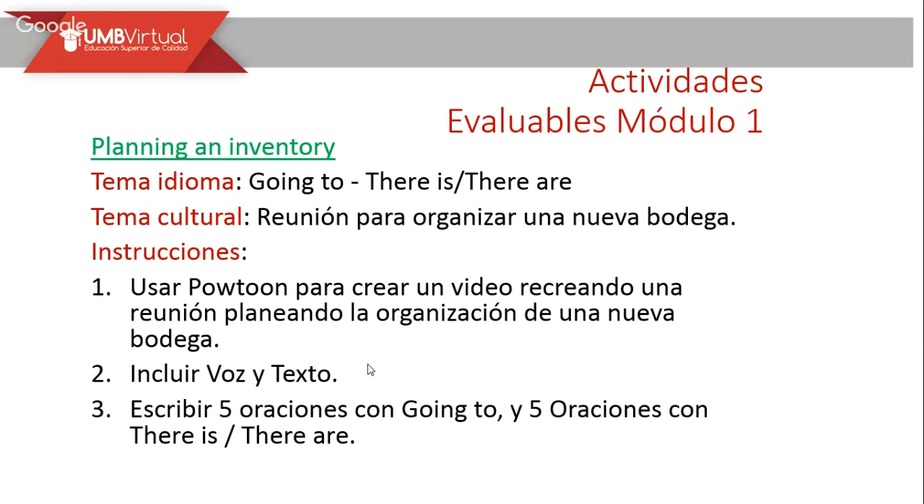How many sentences you're going to write? 5 sentences with going to and 5 sentences with there is and there are. Recordemos que para esta actividad deben haber 10 oraciones en total, 5 utilizando el going to, 5 con there is y there are. Ok. ¿Qué herramienta van a utilizar? Powtoon para crear el video.